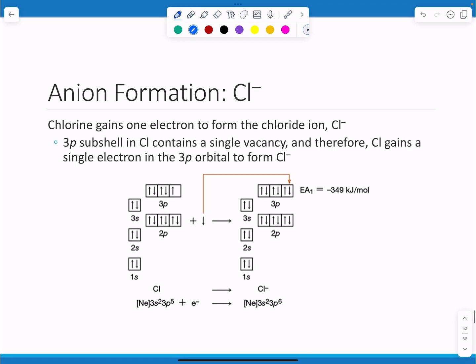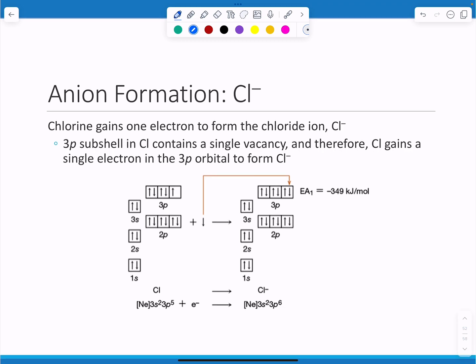All right, so now let's spend just a minute or two thinking about atoms that form anions. These are ones that are going to gain electrons. So anion formation, gaining electrons. Chlorine is in group 7A. It's a halogen.